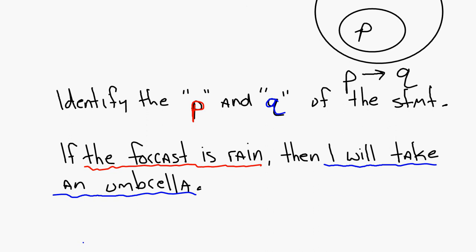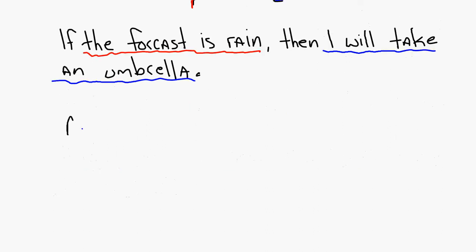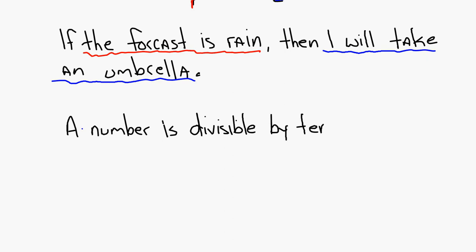The next statement there on that page, bottom of 107. A number is divisible by 10 if its last digit is a 0.